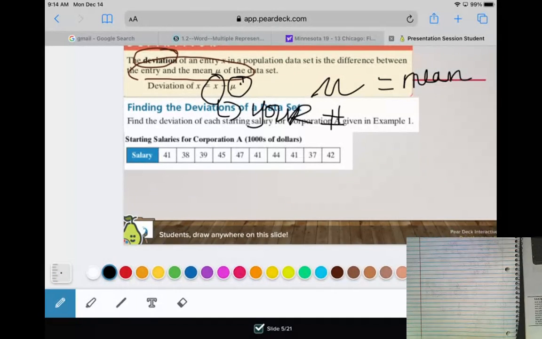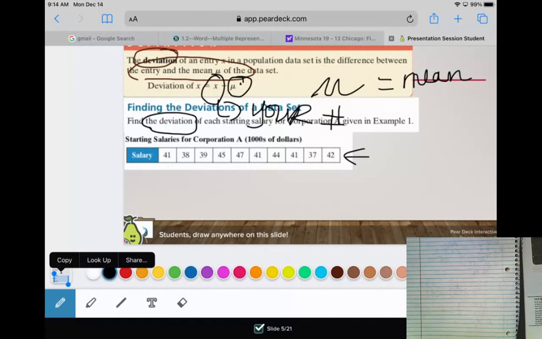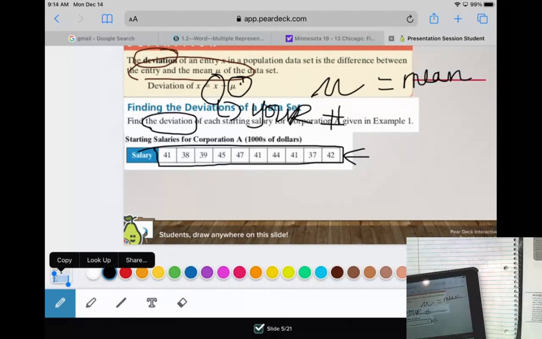So if they ask you to find the deviation, you need to know two things: the mean and the actual score. The actual value is given, so we need to find the mean. How do we find the mean? We add all of them up together and divide by how many we have. So we have 41, 38, 39. We're going to add them up.